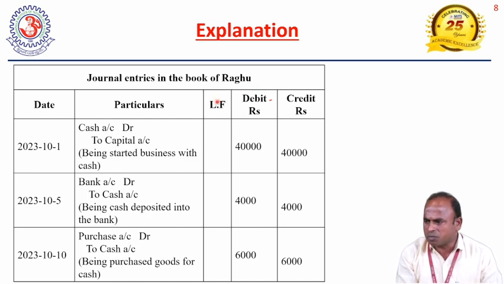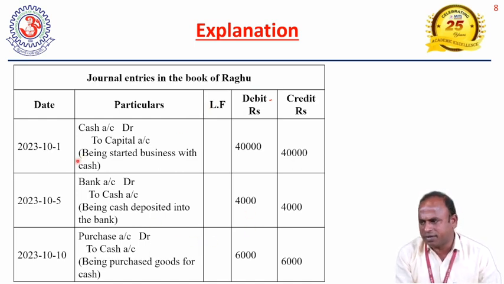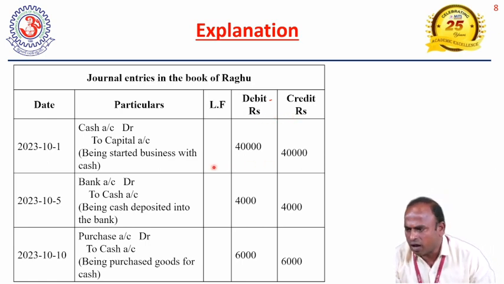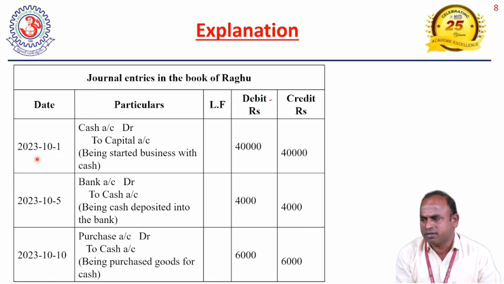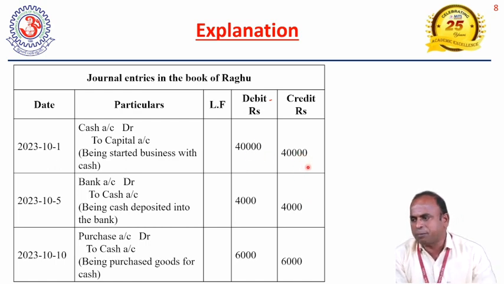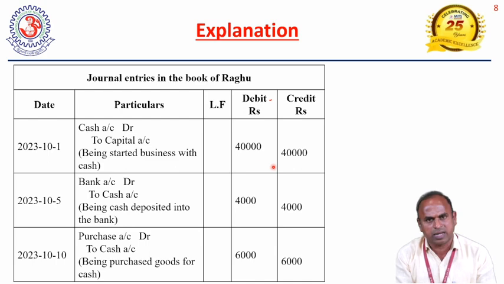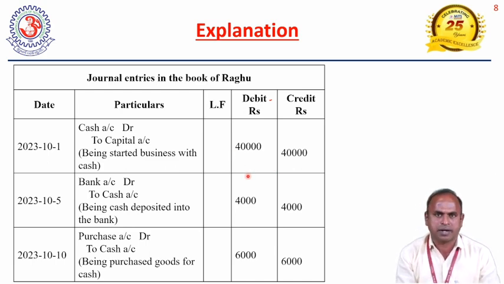So next one, the proforma, and five columns are there: date, particulars, LF (ledger folio, maintained for reference purpose only), debit rupees and credit rupees. The first one, October 1st, 2023, started business with Raghu with rupees 40,000. So here, cash account debtor to capital account. So cash is real account, capital is personal account. So cash comes into the business, as per the real account, debit side. Capital is personal account. The giver, you write down credit side.